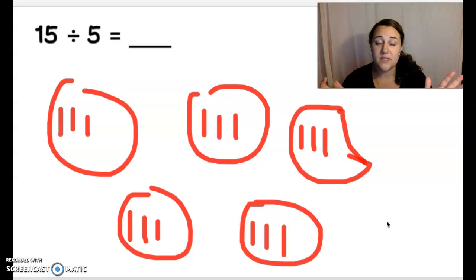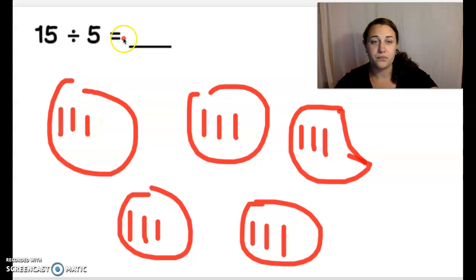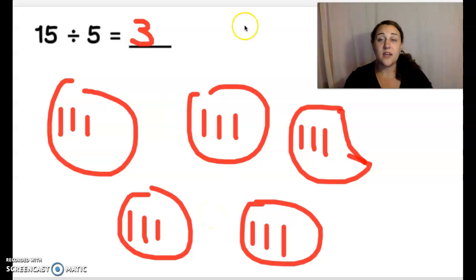Now all of my groups are equal. They have the same amount in each one. So now we're just going to count the first one. So 1, 2, 3. So 15 divided by 5 equals 3. And again, friends, 3 times 5 equals 15. So if you knew that off the top of your head, it makes it easier to solve this division problem. That's why I spent so much time on multiplication with you. However, we still have strategies here to solve our division problems if we don't have them memorized. So we still have our options.